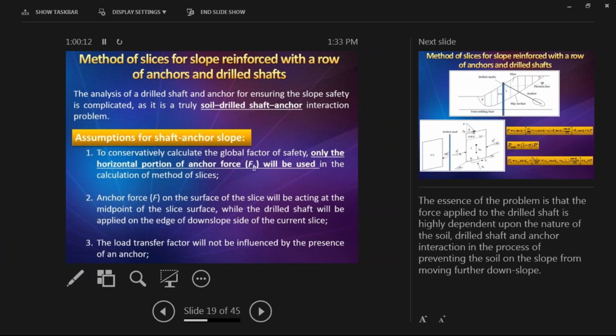Another important consideration, which is validated by our finite element analysis, is that the presence of the anchor does not significantly alter the load transfer factor function. So we do not modify the load transfer function even if we have an anchor applied together with the drill shaft. So with this, we can implement all these assumptions into the computer program.